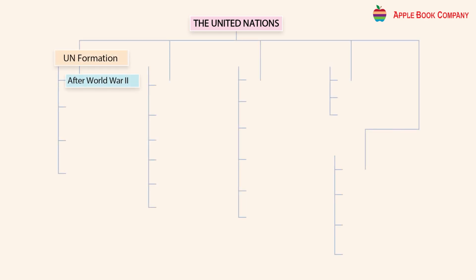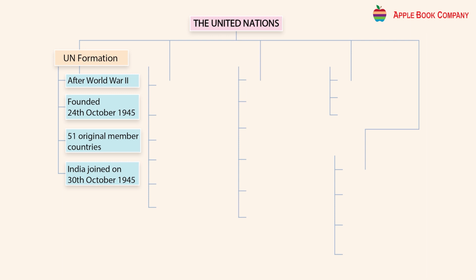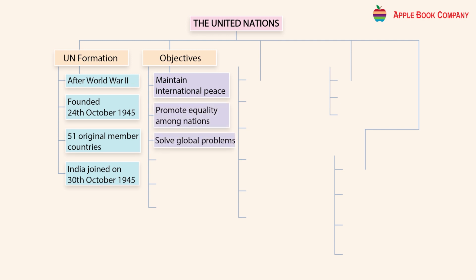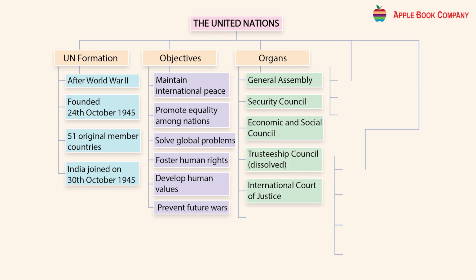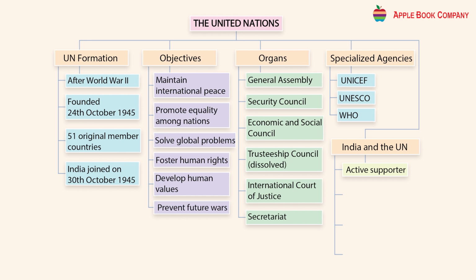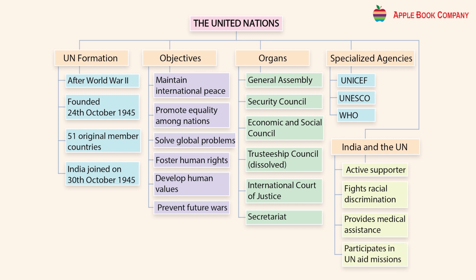Mind map. United Nations. UN formation. After World War II, founded 24th October 1945, 51 original member countries, India joined on 30th October 1945. Objectives: to maintain international peace, promote equality among nations, solve global problems, foster human rights, develop human values, prevent future wars. Organs: General Assembly, Security Council, Economic and Social Council, Trusteeship Council, which is dissolved, International Court of Justice, Secretariat. Specialized agencies: UNICEF, UNESCO, WHO. India and the UN: active supporter, fights racial discrimination, provides medical assistance, participates in UN aid missions.